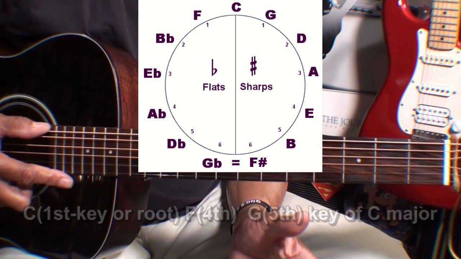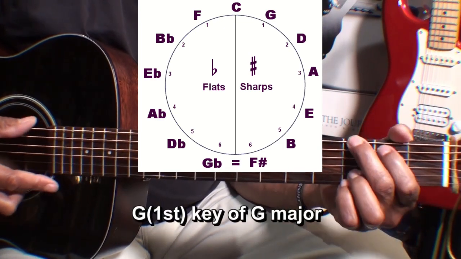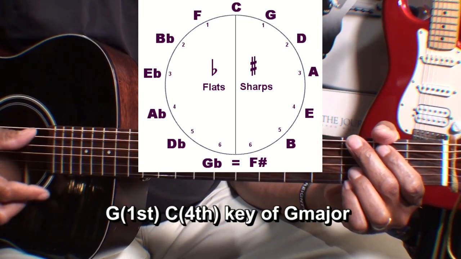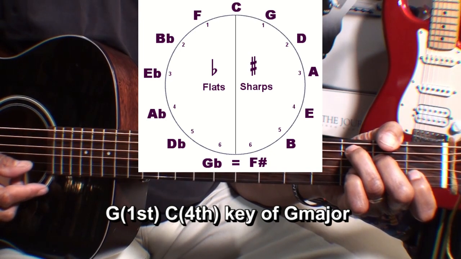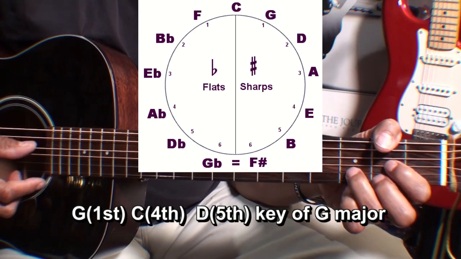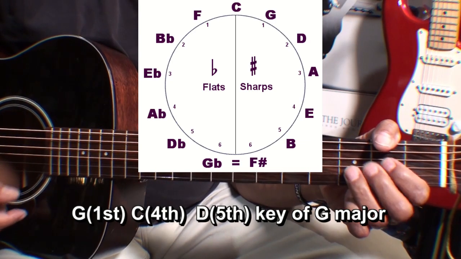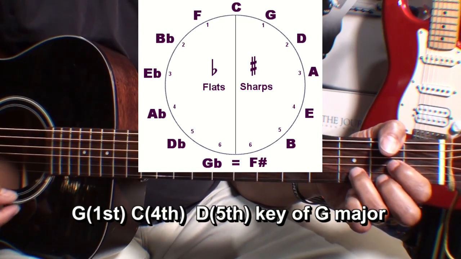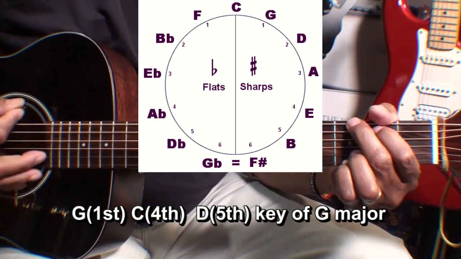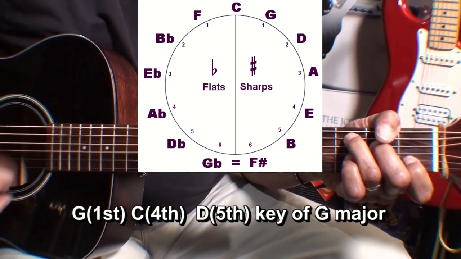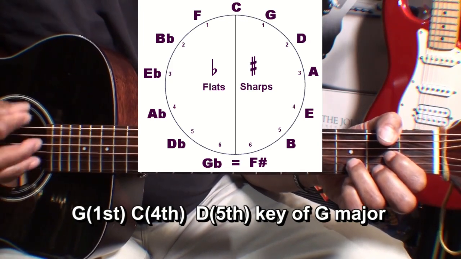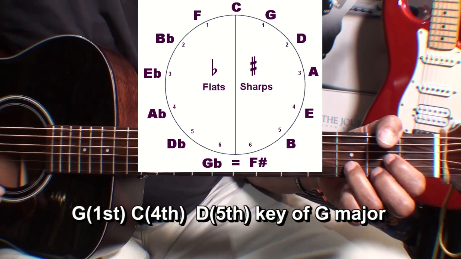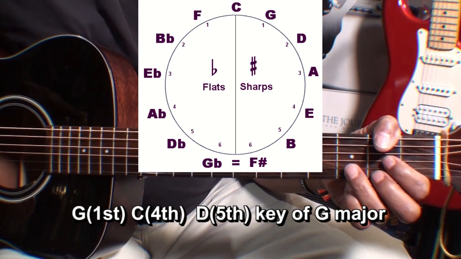Let's pick another note. Let's go with G. So we've got a G major chord. And the note to the left of G is C. That's our fourth. The note to the right of G is D. So now we have 1, 4, and 5 of the key of G major. We can play it this way. Or we can play it backwards and get Sweet Home Alabama.